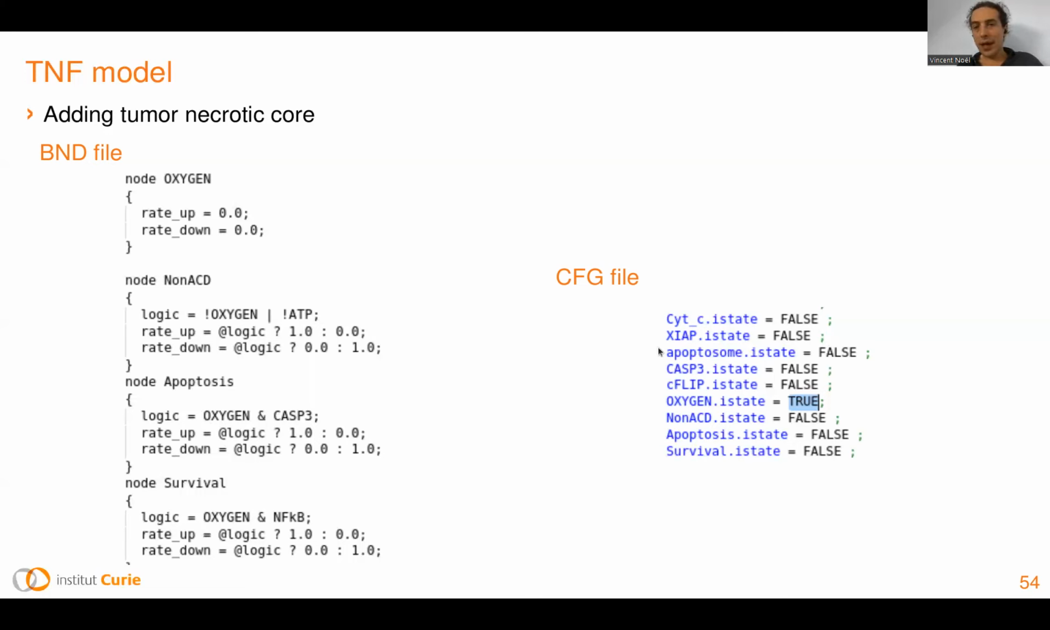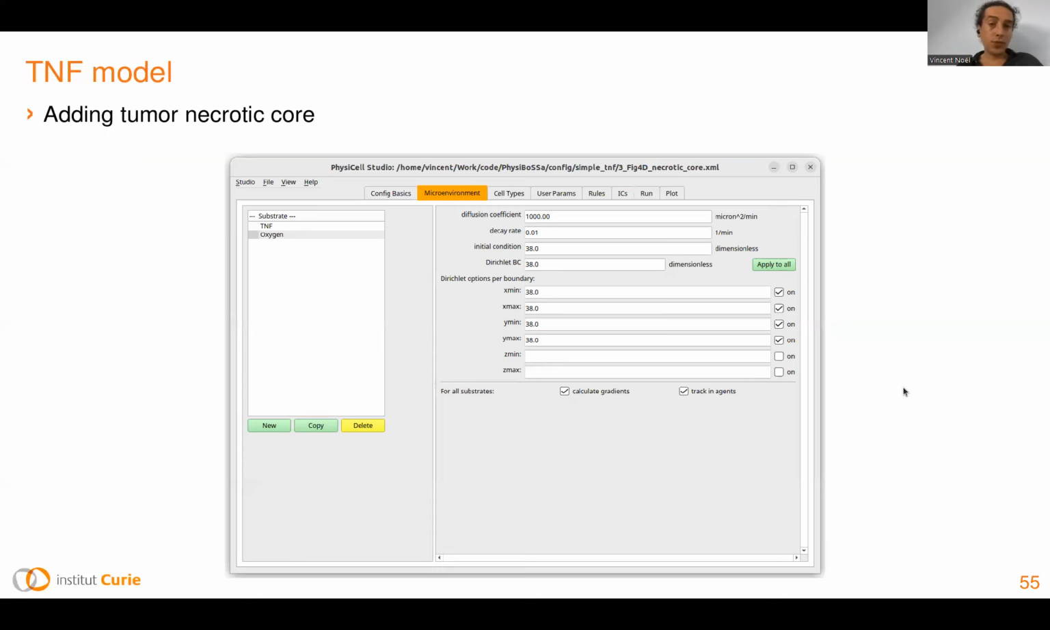Then in our CFG files, we can define the initial state of oxygen. So at first, cells have oxygen and are proliferating normally. Then what we need to do inside our PhysiCell simulation is to add this new substrate called oxygen. We define some diffusion and decay rates and an initial condition, which was again kind of fitted manually by myself to be able to have something beautiful to show, but which needs to be fitted according to biological values in real life.